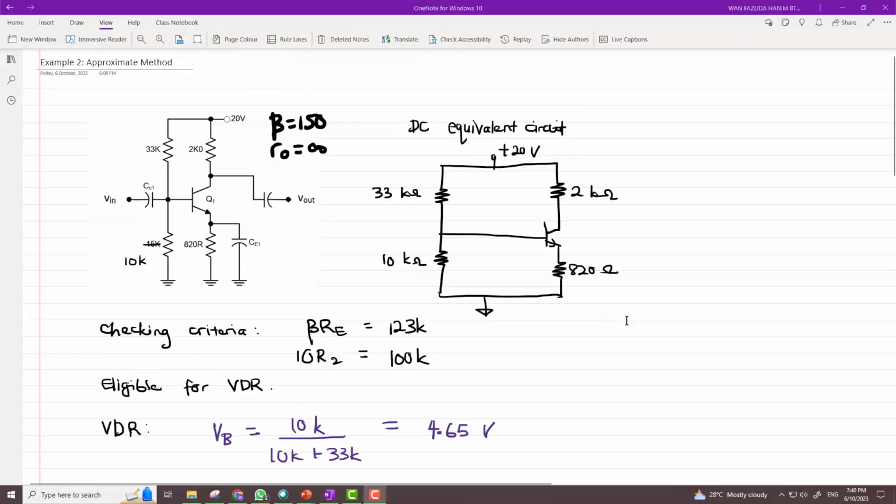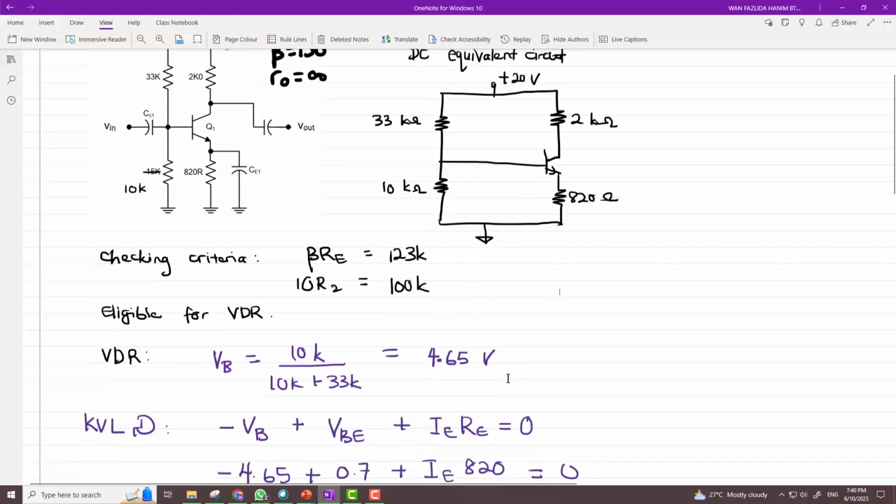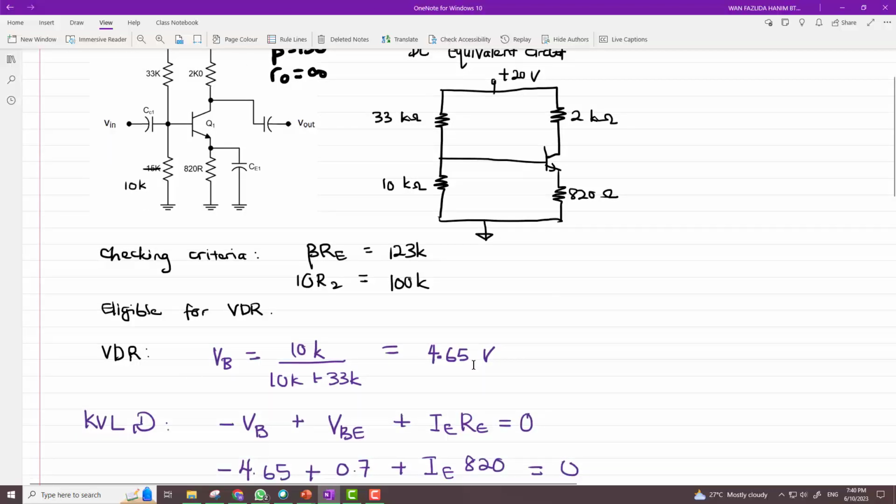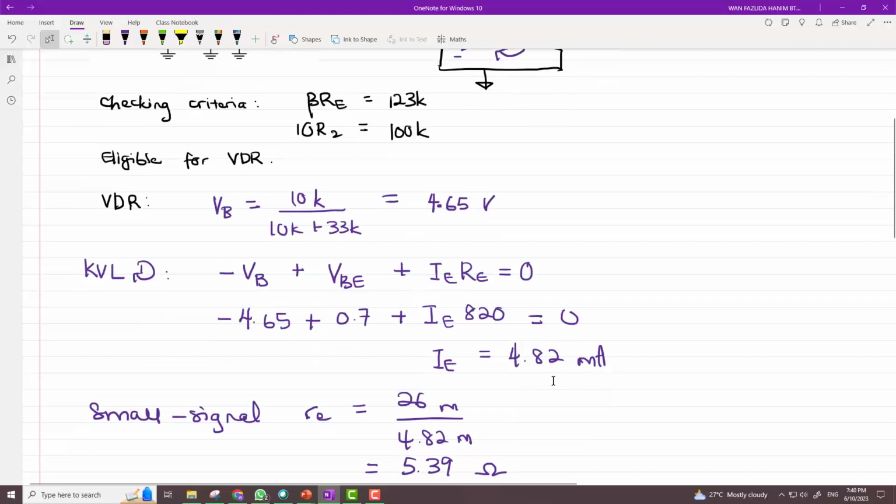So for comparison, I have copied the same example, but I have changed the value of R2 from 15 kilo ohms to 10 kilo ohms. So now when I do the criteria comparison of beta RE and 10 R2, it is now eligible for VDR. It's the same circuit, everything else the same, it's just that R2 has changed so that we can do the voltage divider rule here, and I get VB to be 4.65 volts. This is VB to ground, and if I do KVL at this loop, I will find IE to be 4.82 milliamp.